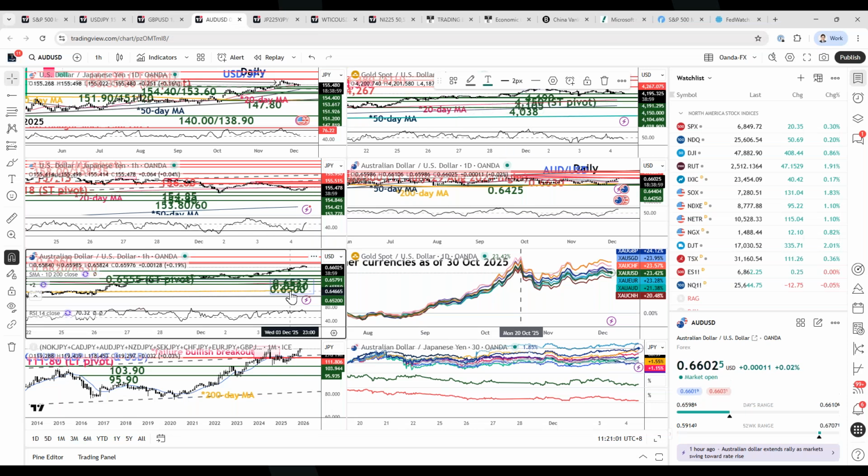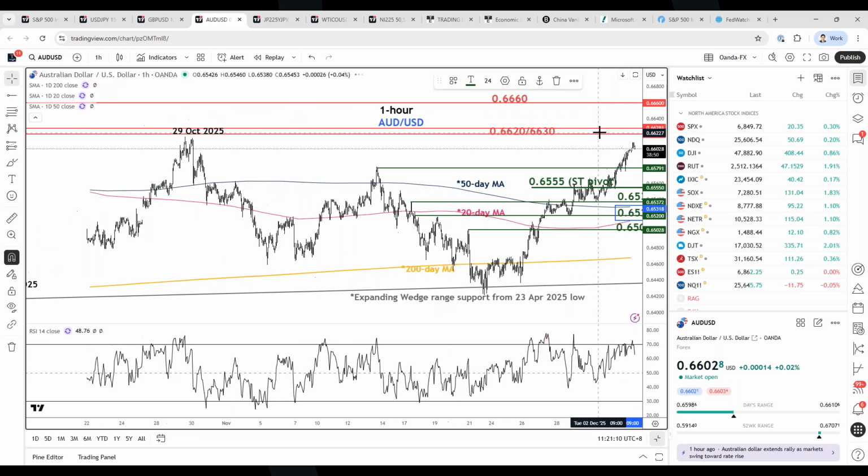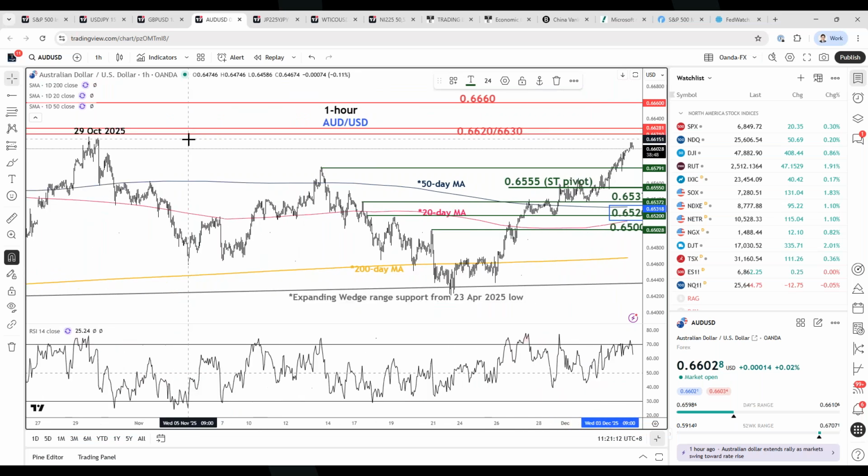Next up will be the Aussie dollar. So the Aussie dollar continues to squeeze up as well over here, and is now fast approaching, has already almost made our second resistance level at 66.20/66.30, which is the minor swing high area of 29th of October. And this is a very important level.